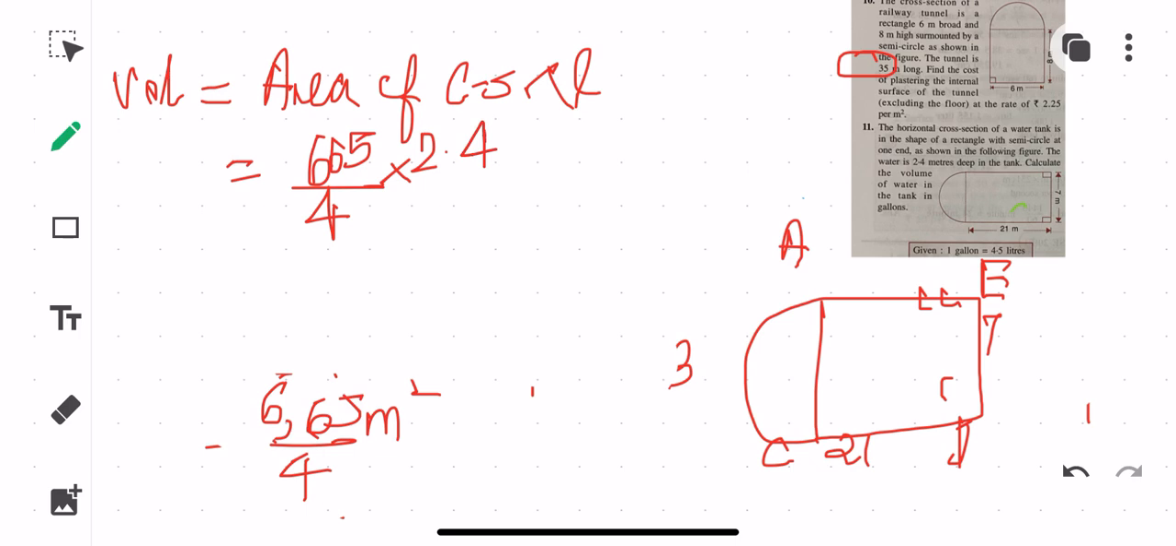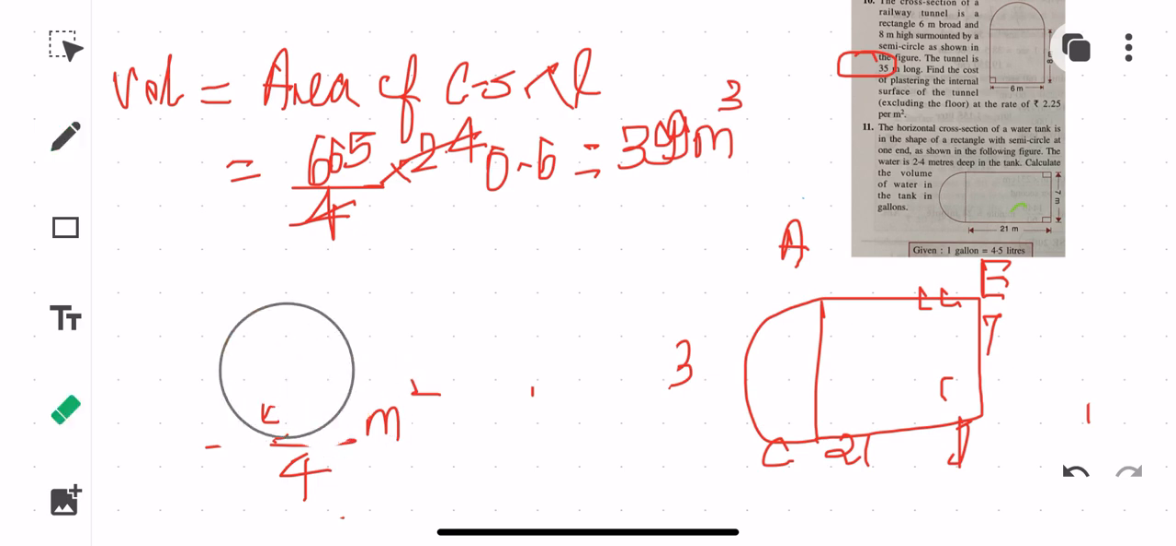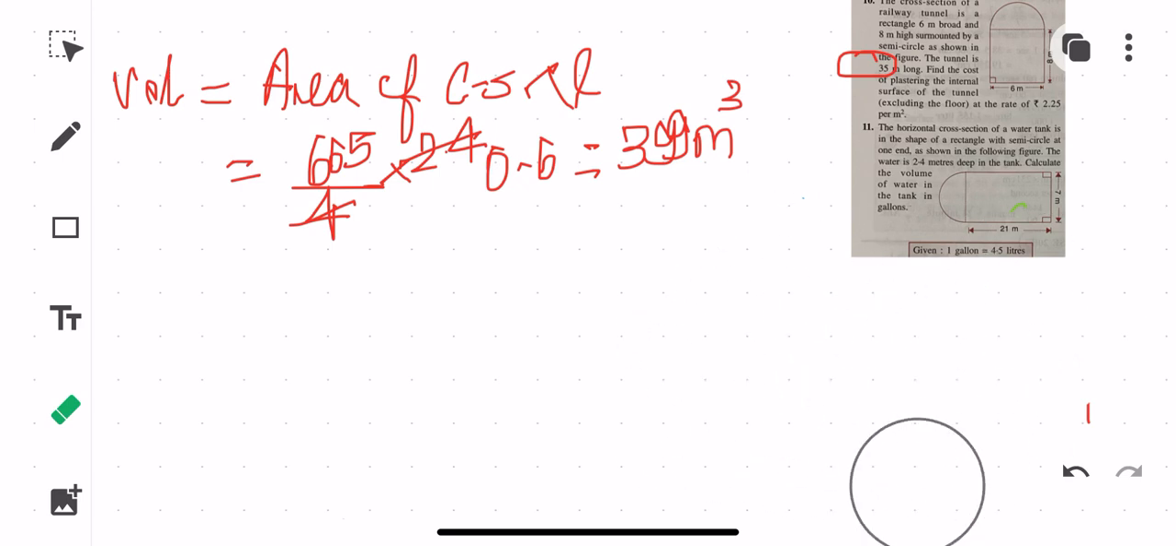So this is what the length has been given. If you want, you can do this as 0.6 times, children. Using a calculator we'll be finding out. This is coming out to be 665 into 0.6, which is 399 meter cube. So now you found out the volume, but then you need to find out the answer in liters, children. For that you will know that 1 meter cube is equal to 1000 liters.